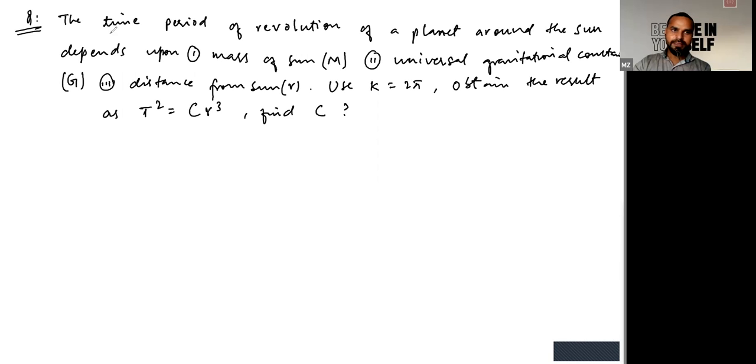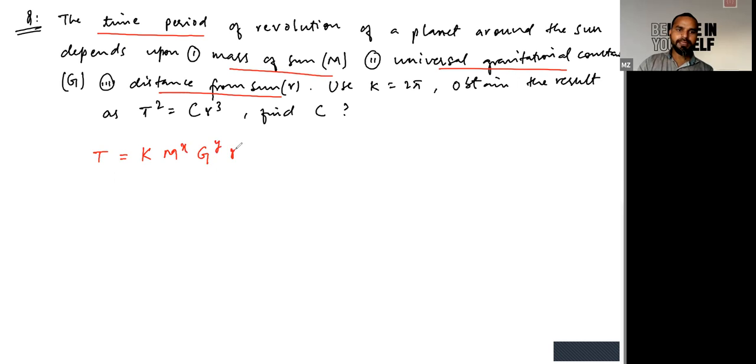So you have to find time period of oscillation, which depends upon three different parts: mass of sun, universal gravitational constant, and distance from the sun. So it would be T is equals to some proportionality constant K, M raised to X, g raised to Y and r raised to Z. This will be your formula. Now put the dimension on each side, and on comparing, try to find the value for X, Y, and Z.